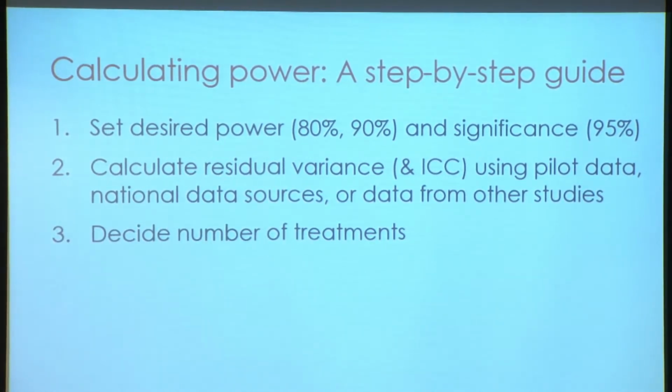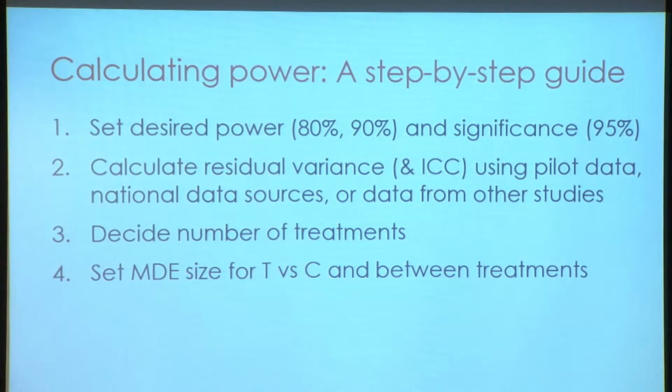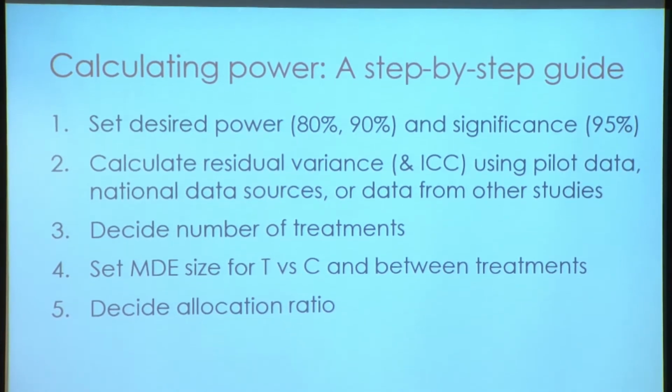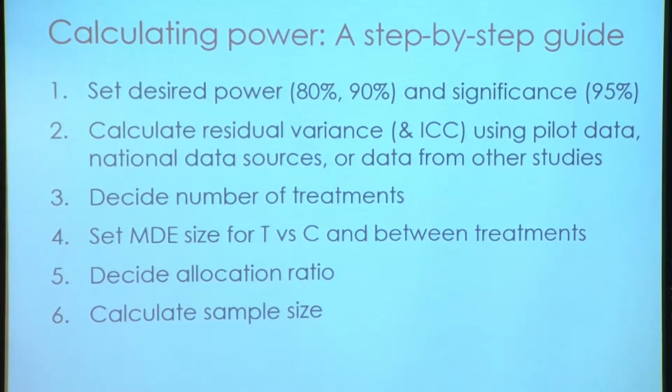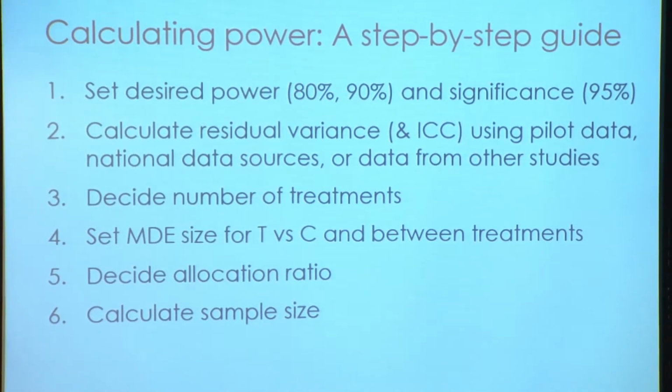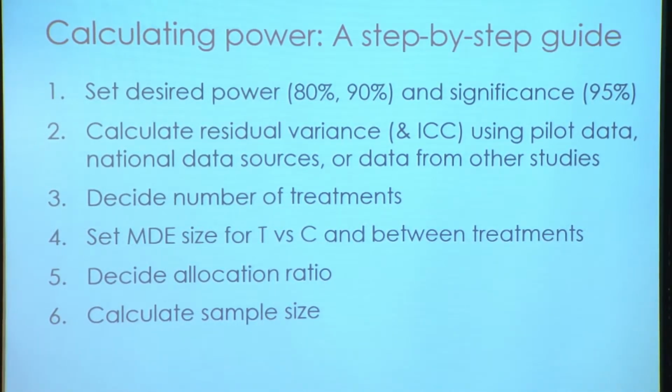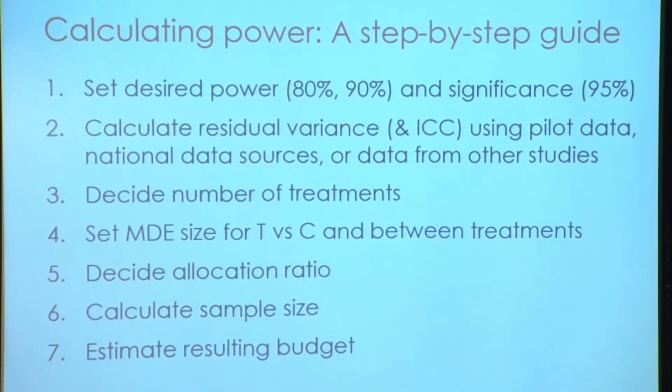Then we decide the number of treatments we want to do, and we set the minimum detectable effect size. I'm going to come back to that a lot. That's going to be one of the most important judgments that we make: the minimum effect size we want to be able to detect between treatment and control. We decide the allocation ratio. We're going to split the sample 50-50 between treatment and control, probably, and calculate the sample size. And most textbooks would then say you're done. Okay? Then we estimate the budget, and we realize we can't afford it.